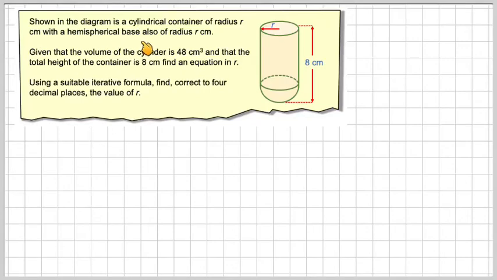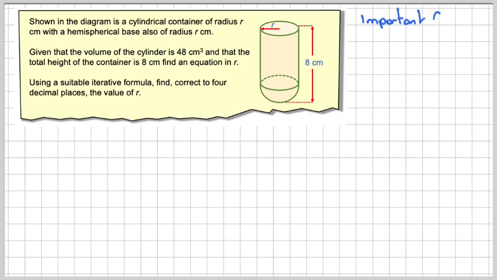Shown in the diagram is a cylindrical container of radius r with a hemispherical base also of radius r. Given that the volume of the cylinder is 48 centimeters cubed and that the total height of the container is 8 centimeters, find an equation in r. Using a suitable iterative formula, find correct to 4 decimal places the value of r.